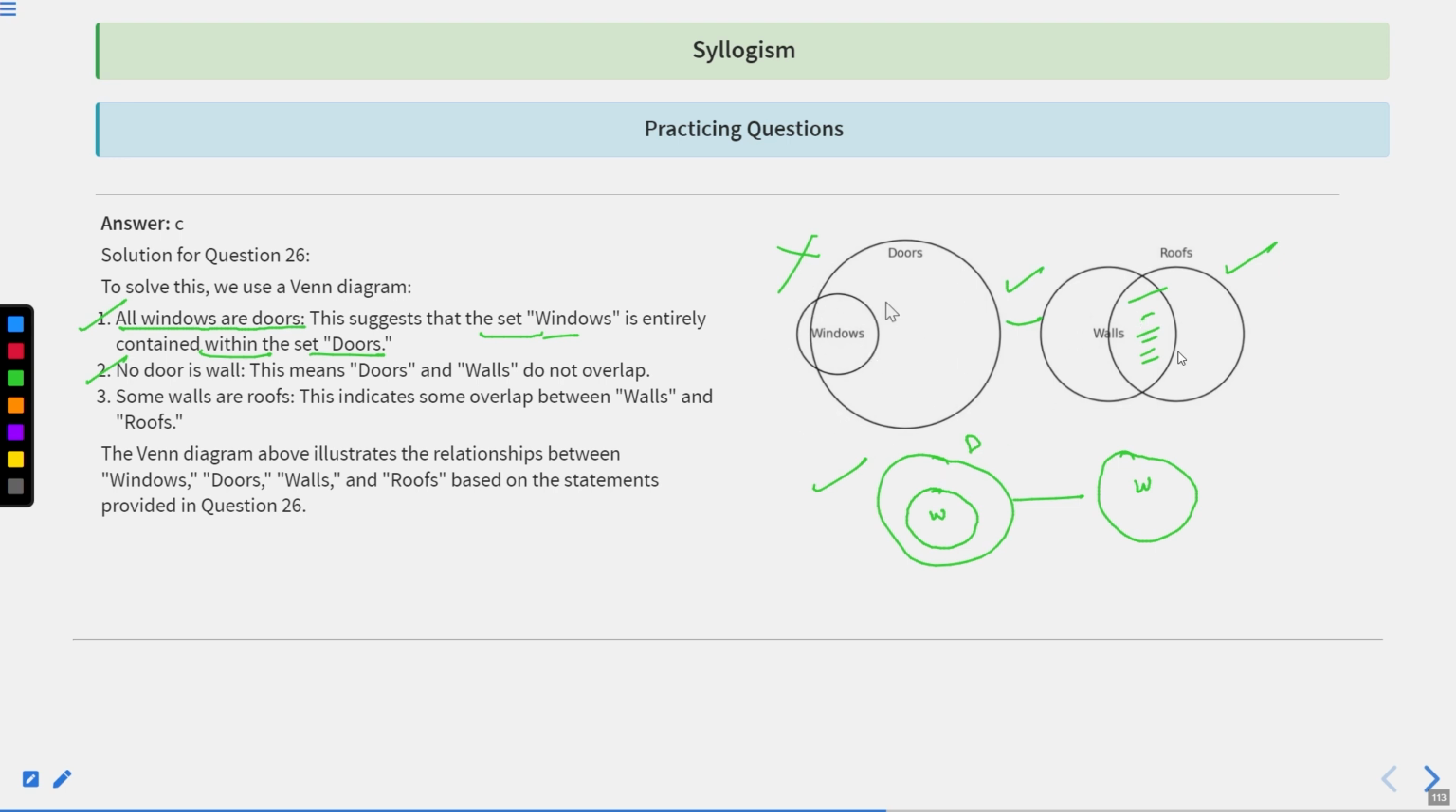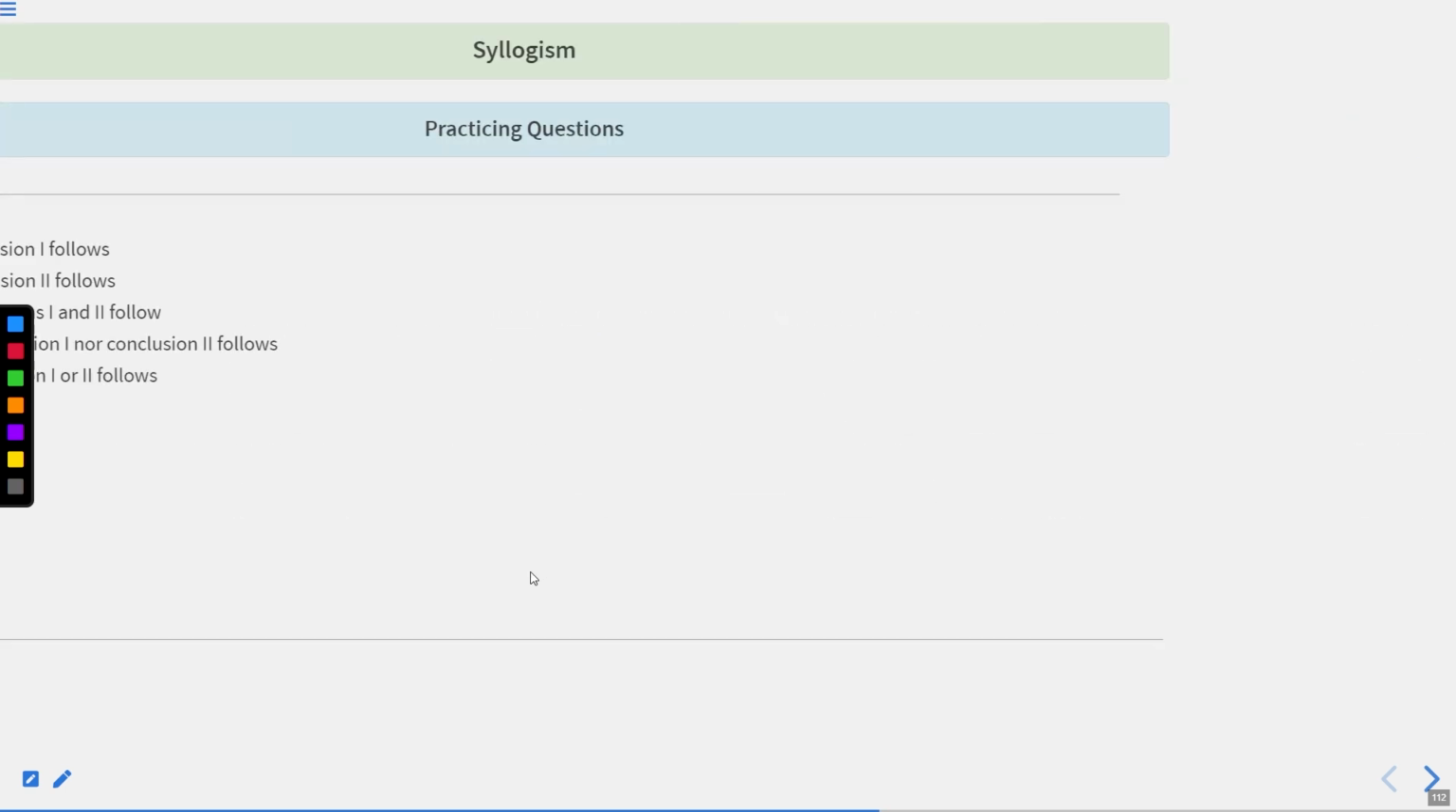But statement number 2 and statement number 3 are correctly represented here. And here will be the correct representation of statement number 1. So now, taking these Venn diagrams into consideration, you have to figure out whether the conclusions follow or not.